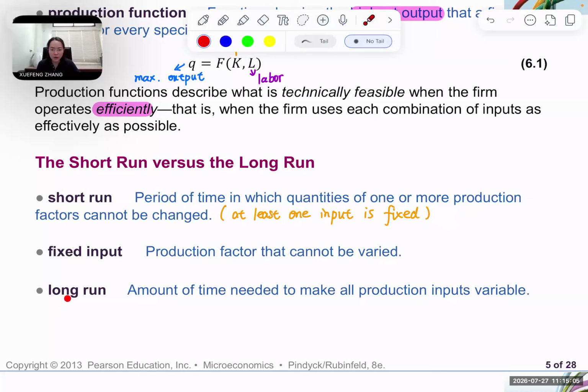And then for long run, amount of time needed to make all production inputs variable, all right? So in the long run, all inputs can change. Given enough time, the shop can expand the kitchen by adding more equipment. Everything becomes flexible. Okay, so one line takeaway. Short run, something is locked in. Long run, everything is adjustable.